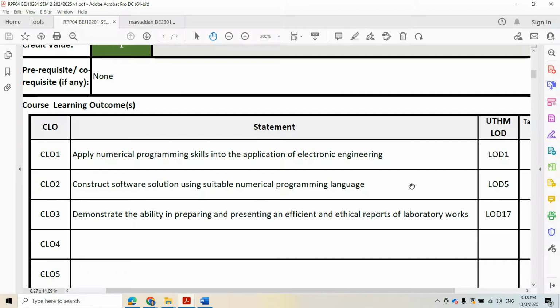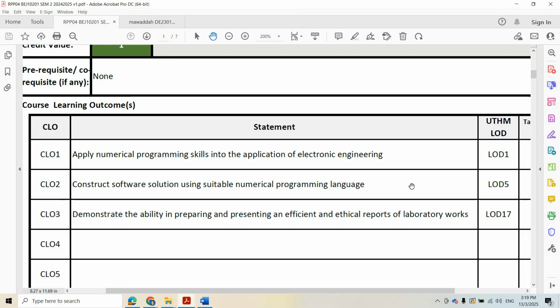The third course learning outcome is we want you to demonstrate the ability in preparing and presenting an efficient and ethical report of laboratory work. After you have performed the labs, you are required to do the report. The report should summarize and explain what you have done. So we want you to develop the ability to produce an efficient and ethical report.